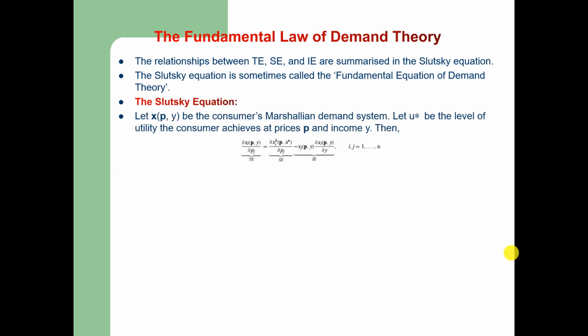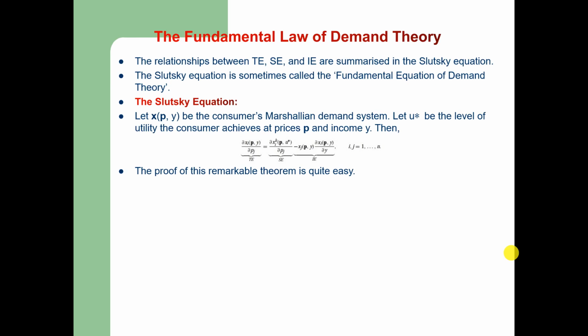as follows. Let x, a function of all prices and the income level of the consumer, be the consumer's Marshallian demand system, and let U star be the level of utility the consumer achieves at prices P, where P is the vector of prices of goods, and income Y. Then we get this equation: the partial of xi with respect to Pj is equal to the partial of the Hicksian demand function with respect to Pj minus xj times the partial of xi with respect to income. This shows that the left hand side of this equation is the total effect. The first term on the right hand side is the substitution effect, and the last term on the right hand side is the income effect. And here i and j vary from 1 to n.